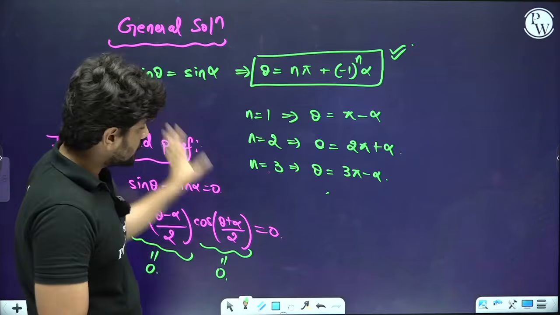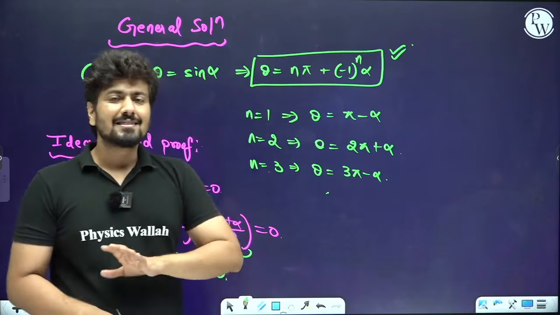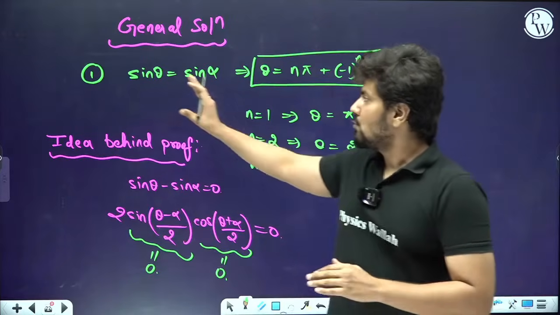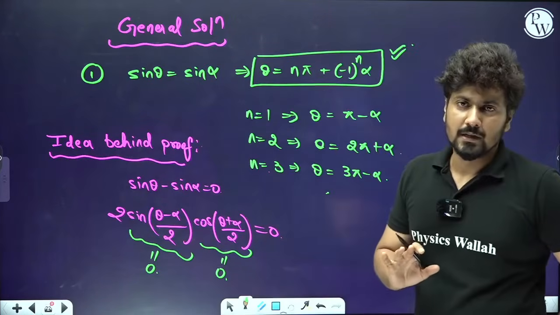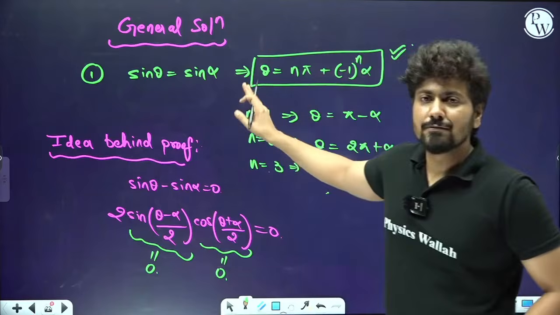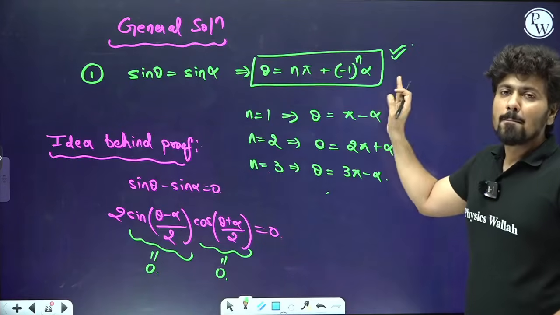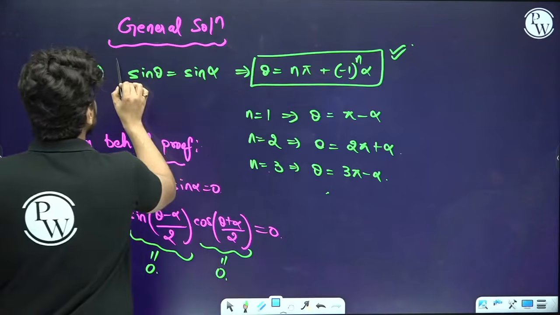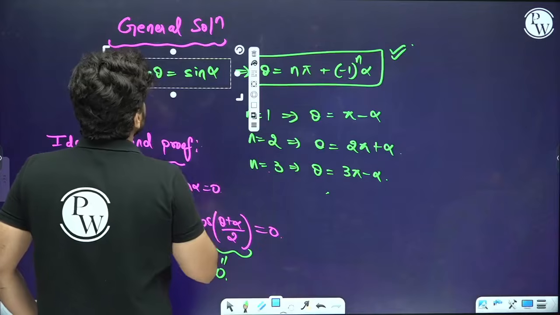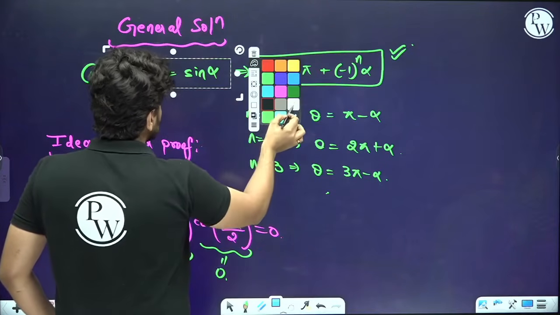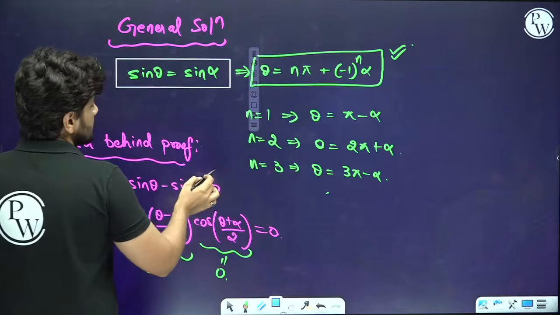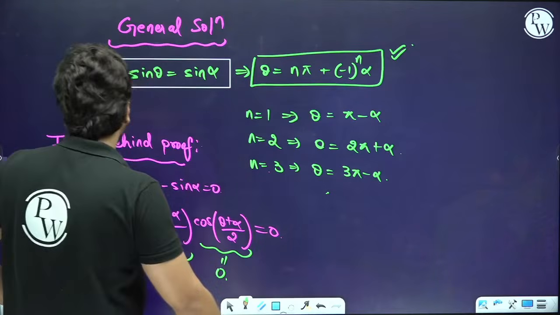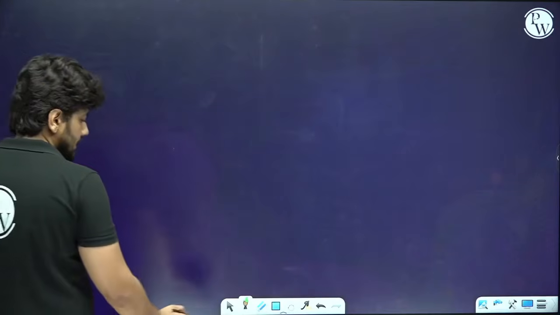You don't have to learn the entire proof, because it is not at all important, but you have to remember the direct formula: sine theta is equal to sine alpha, its solution is theta is equal to n pi plus minus 1 raised to the power n times alpha. Never forget the solution, and you won't forget it because we will practice many equations on it. So there is no chance that you can forget this formula after practicing equations. Okay, so this is the first formula. Now let's write the second one.